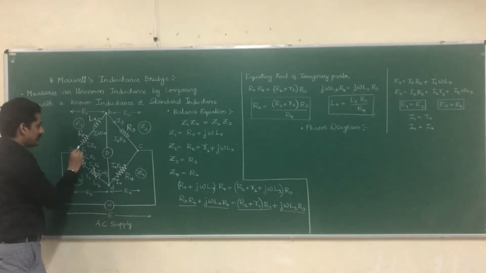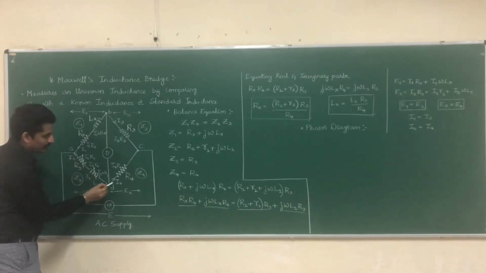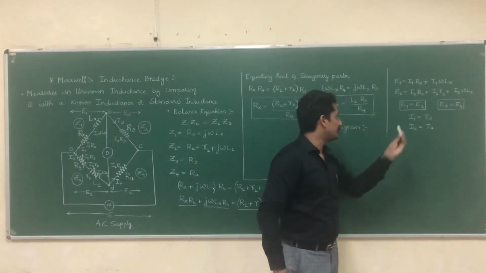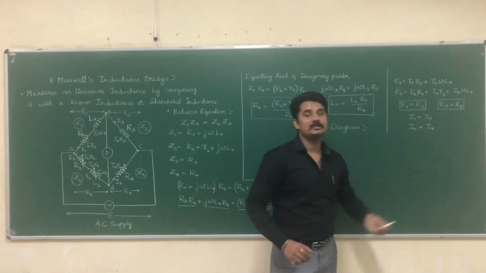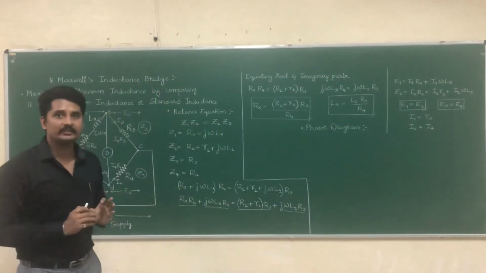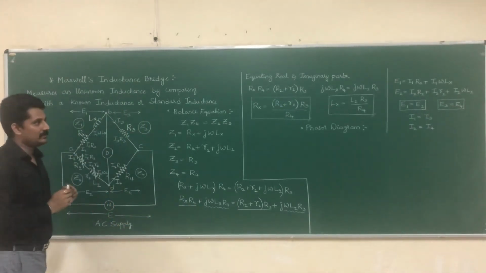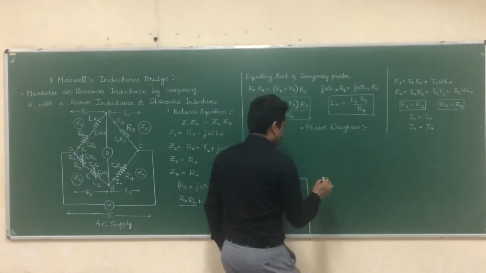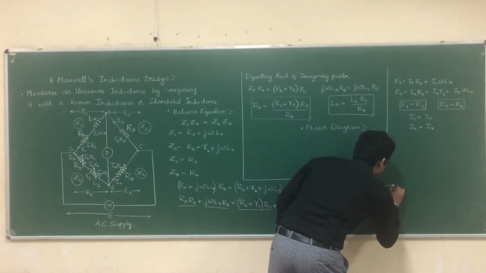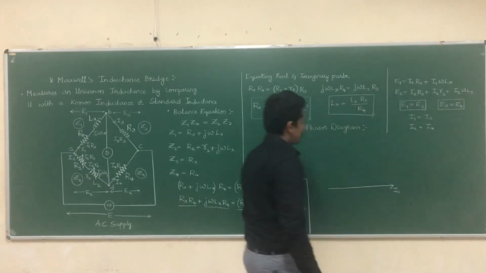That means the current I1 will be equal to the current I3, and the current I2 will be equal to the current I4. The same thing we have represented here. I1 will be equal to I3 and I2 will be equal to I4. Now how to write the phasor diagram? Let us fix I1 as our base. So let us take this arm as our base and we'll start writing the phasor diagram. First I will be fixing I1 as base.